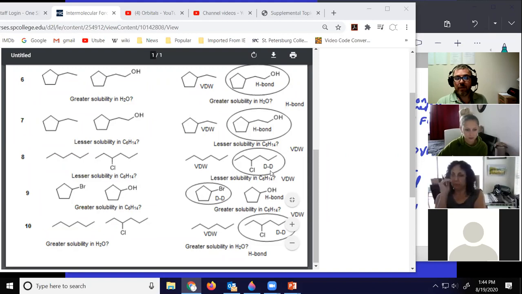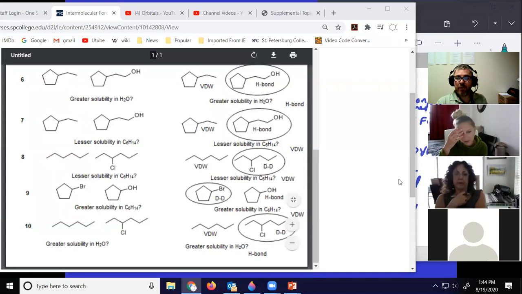And is that always, or is that just like in this case? No, it's always. Okay, but look at 9 and 10. These are a little bit different. These are a little bit harder. You'll notice we're looking for greater solubility, again, in a van der Waals solvent. But this one here is dipole-dipole, and this one here is hydrogen bonding.